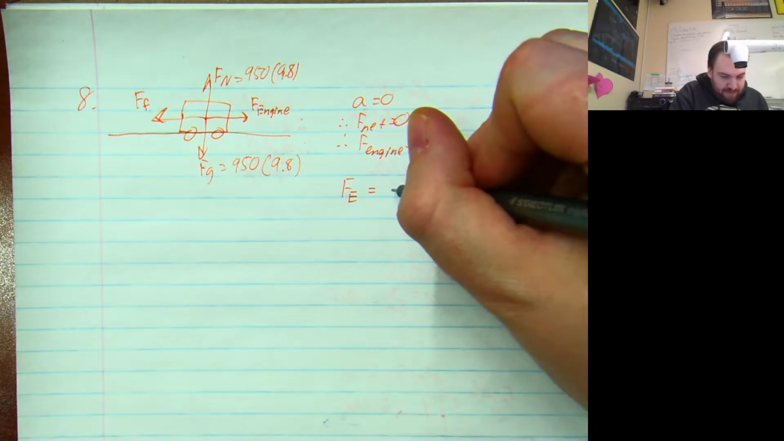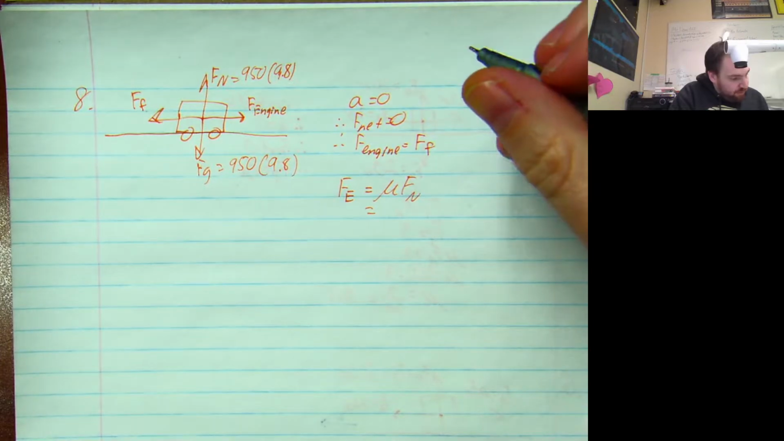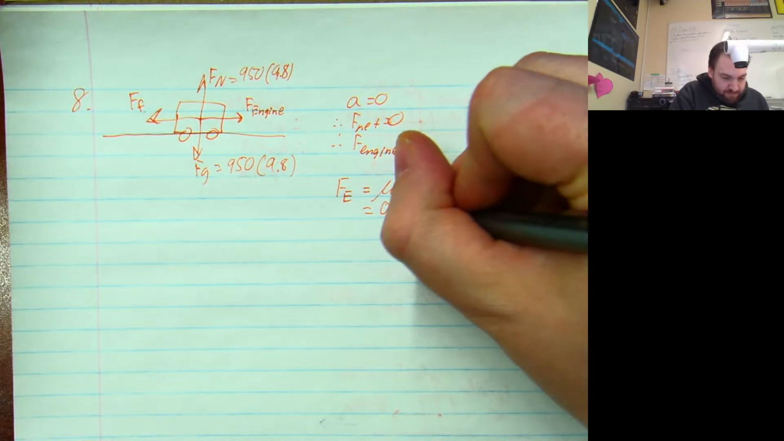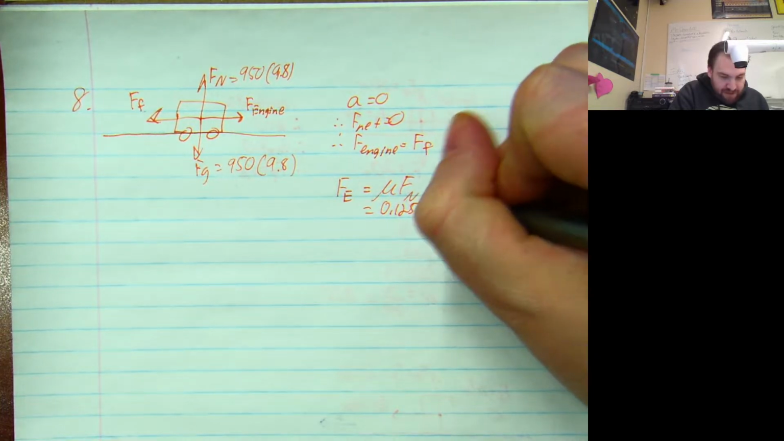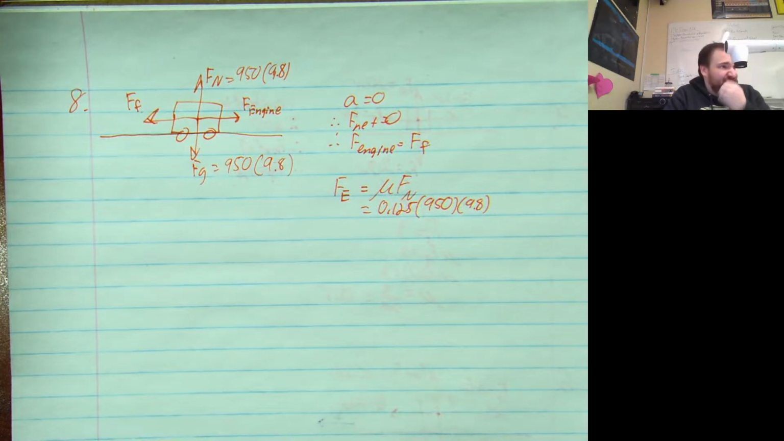So we are going to have force of friction is equal to mu Fn. We know mu. Mu is, where did it go? 0.125. Force of friction is 0.125 times 950 times 9.8, and we're done. Comments, questions, concerns about 8? I feel like the F net piece is what's tripping us up. Is that where we're getting hung up? Yes.